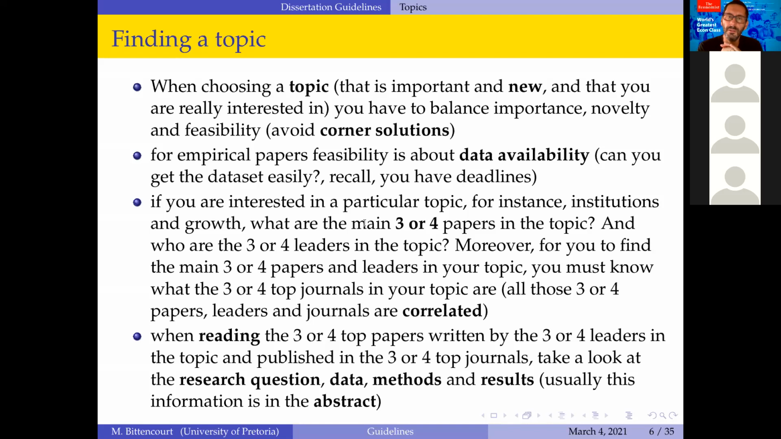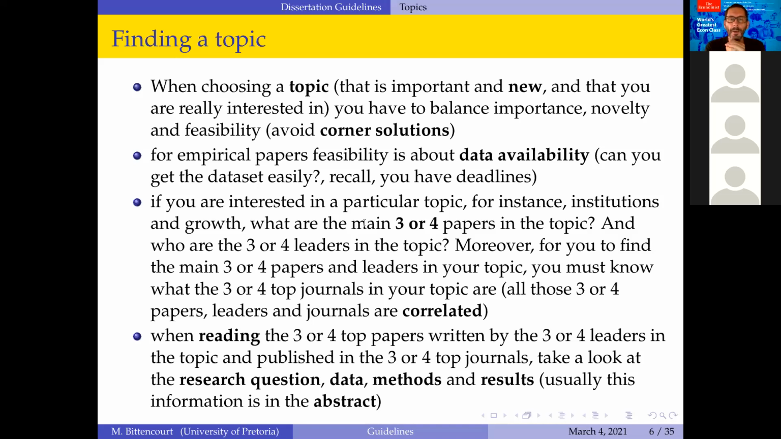When choosing a topic, it is important that it is relevant but also new, and that you are really interested in it. That's why I said you should fancy the topic, because you'll be working on this for quite some time. If you choose a topic that you don't really like just because you think it's an easy topic, you're shooting your own foot. So you have to find something that is important, relevant, and ideally new in the literature, and something that you are really interested in.